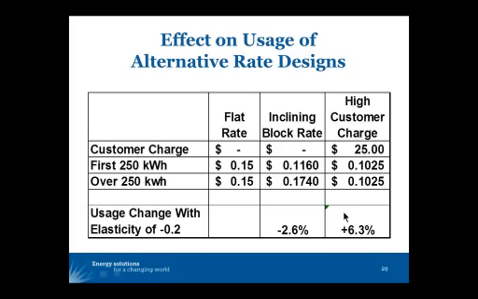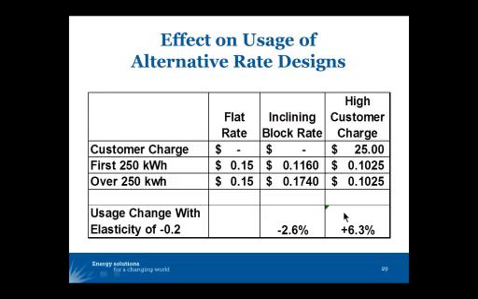Using the same elasticity factor, I computed that there would be about a 6.3% increase in usage compared with the flat rate. So the difference between an inclining block rate and a high customer charge rate is about 9% in usage. That's about equal to a whole decade of electric utility energy efficiency program achievement. So that's pretty significant what rate design can do.